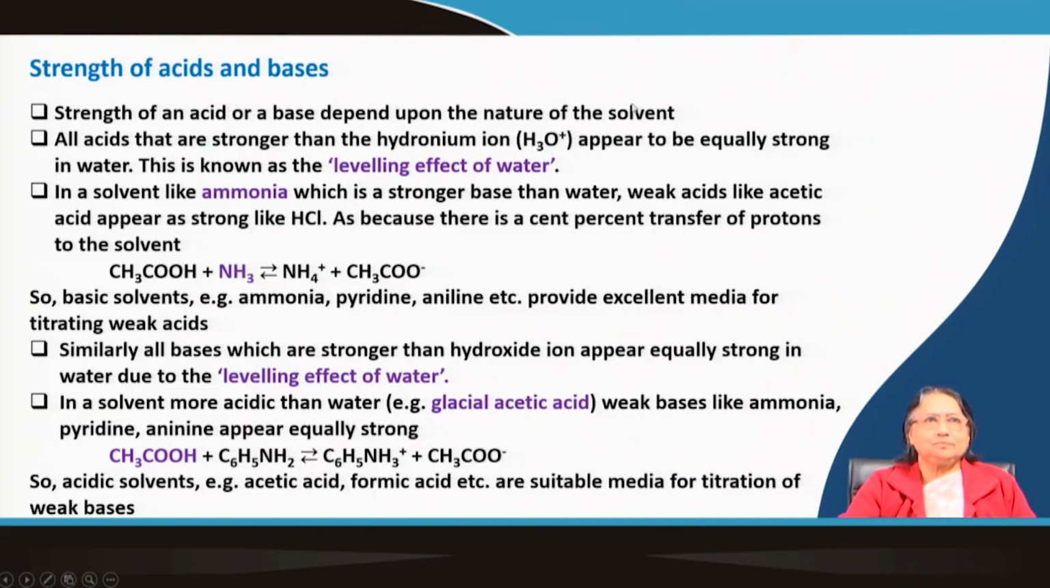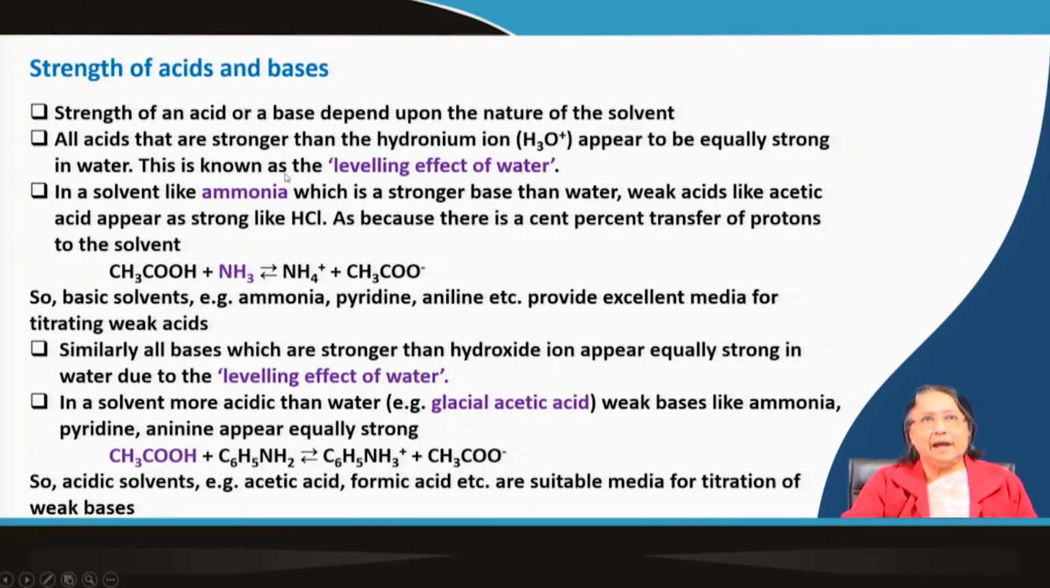All acids that are stronger than the hydronium ion appear to be equally strong in water. This is called the leveling effect of water. So, HCl, HNO3 and perchloric acid, everything will be the same, because all of them are stronger than the hydronium ion. That is why it is called the leveling effect of water. Everything is leveled off by the water molecule.